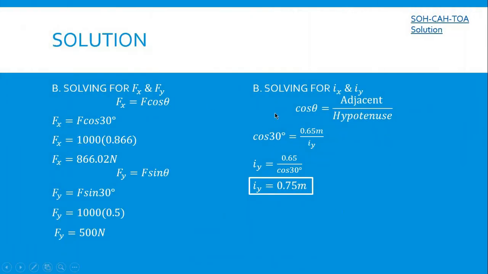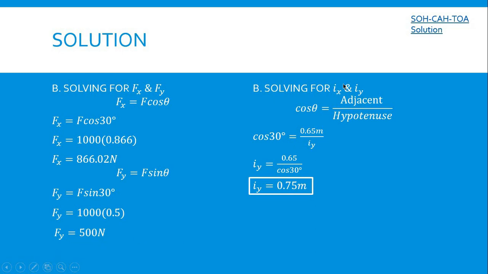Now, in solving for X component and Y component, we are first getting the F of X and F of Y. So F of X is equal to F cosine theta and F of Y is equal to F sine theta. By substituting, F of X is equal to 1000 Newton multiplied with cosine 30. So we will get 866.02 Newton for F of X, and for F of Y, 1000 multiplied with 0.5, and we will get a total of 500 Newton for F of Y.